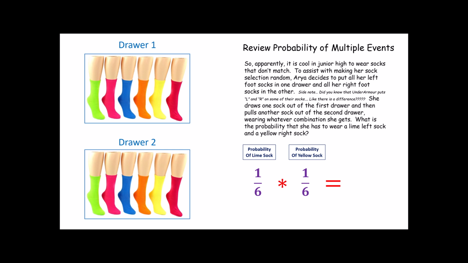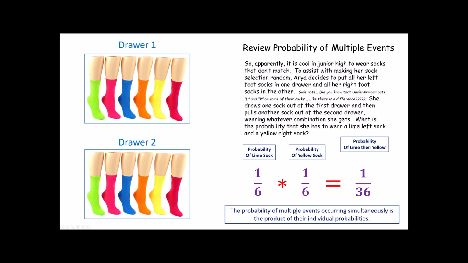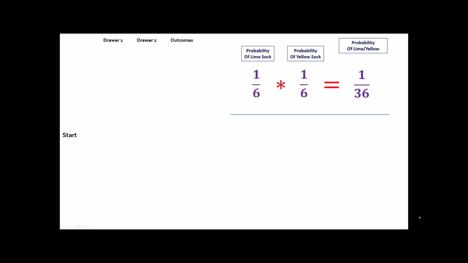And we learned in our last video from the multiplication counting principle that if we want to know the probability of a lime then a yellow, we just take the individual probabilities and multiply them together, because the probability of multiple events occurring simultaneously is the product of their individual probabilities. So I could go through here and draw a counting tree of this particular problem. Notice I've copied the probabilities that we calculated over here for you. And most of the time I would not require you to do a counting tree, but there's some things I want to look at, and the counting tree is going to help us see them better.